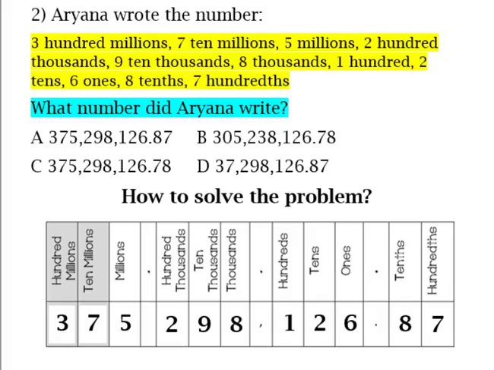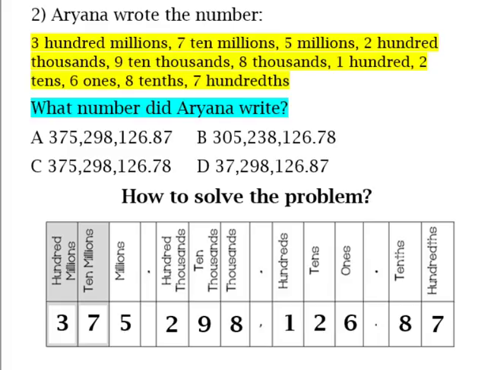We have a 2 in the 100 thousands column. We have a 9 in the 10 thousands column. We have an 8 in the thousands column. We have a 1 in the hundreds column, a 2 in the tens column, a 6 in the ones column, an 8 in the tenths column, and a 7 in the hundredths column. That is a pretty long number.